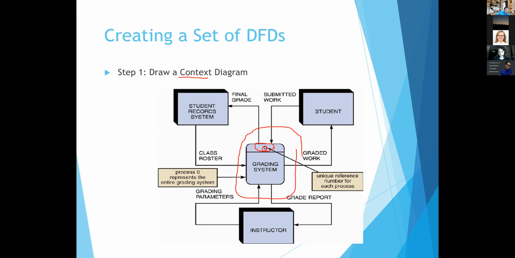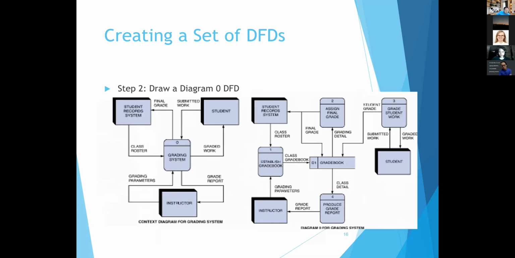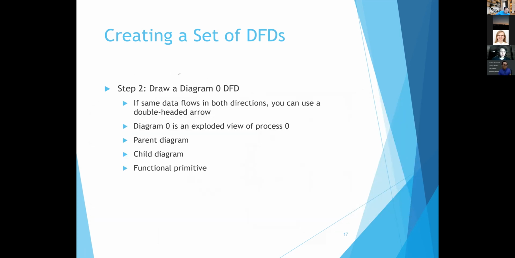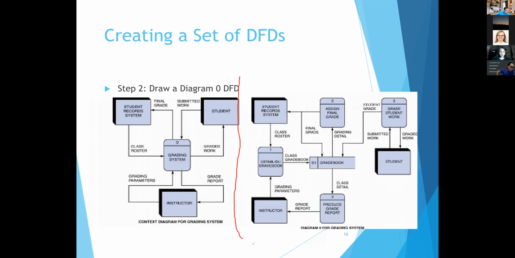The next level of the data flow diagram, we call it diagram 0. So we begin with the context diagram first, and then we follow with diagram 0. Diagram 0 looks like this. Diagram 0 is on the right hand side, and the left hand side is the context diagram. Now let me explain to you. Diagram 0 in this one consists of 4 processes and 3 external entities.